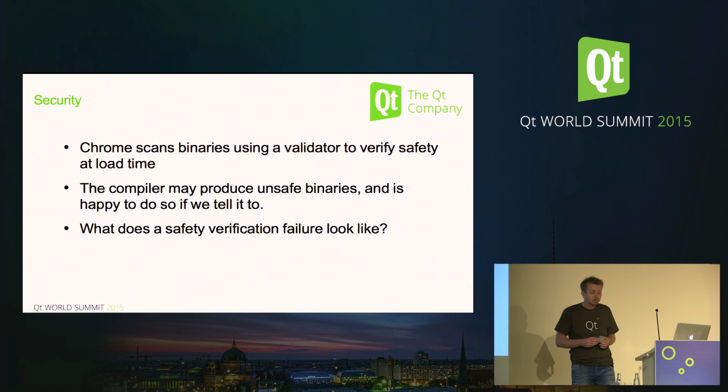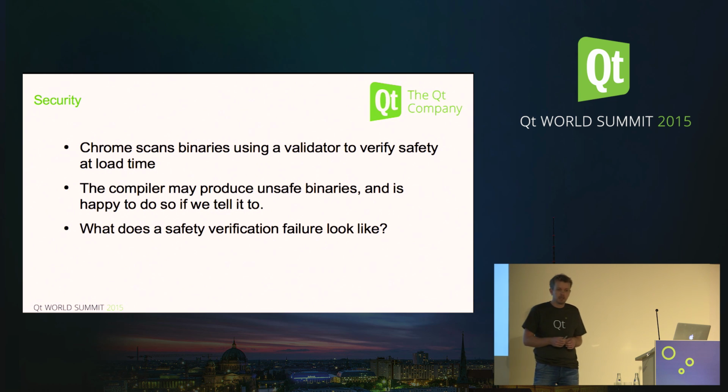Okay, so security. The binaries you run are verified at startup when you load the binary in the browser. And what's interesting is that the compiler may actually produce unsafe binaries, and we can make it do so if we want. Of course, there's no point. But the compiler is not a part of the security in that way. We don't have to trust the compiler, because Chrome will verify and make sure that the binary is safe when loading it.